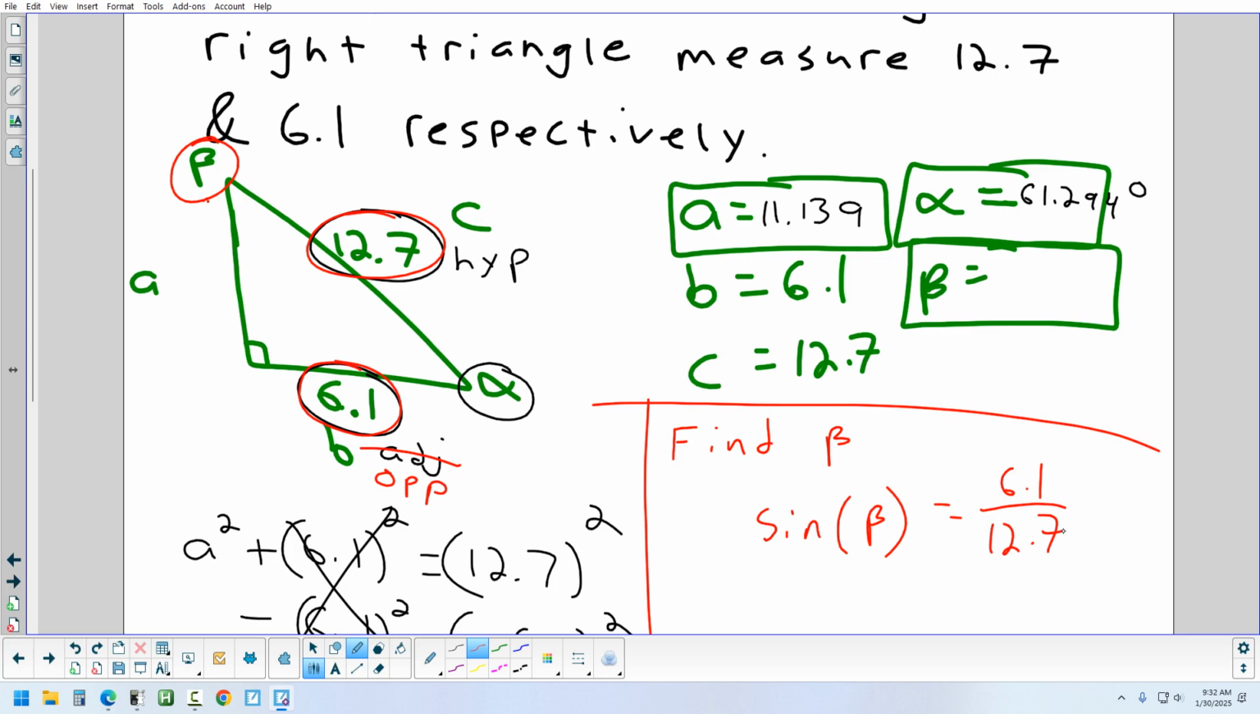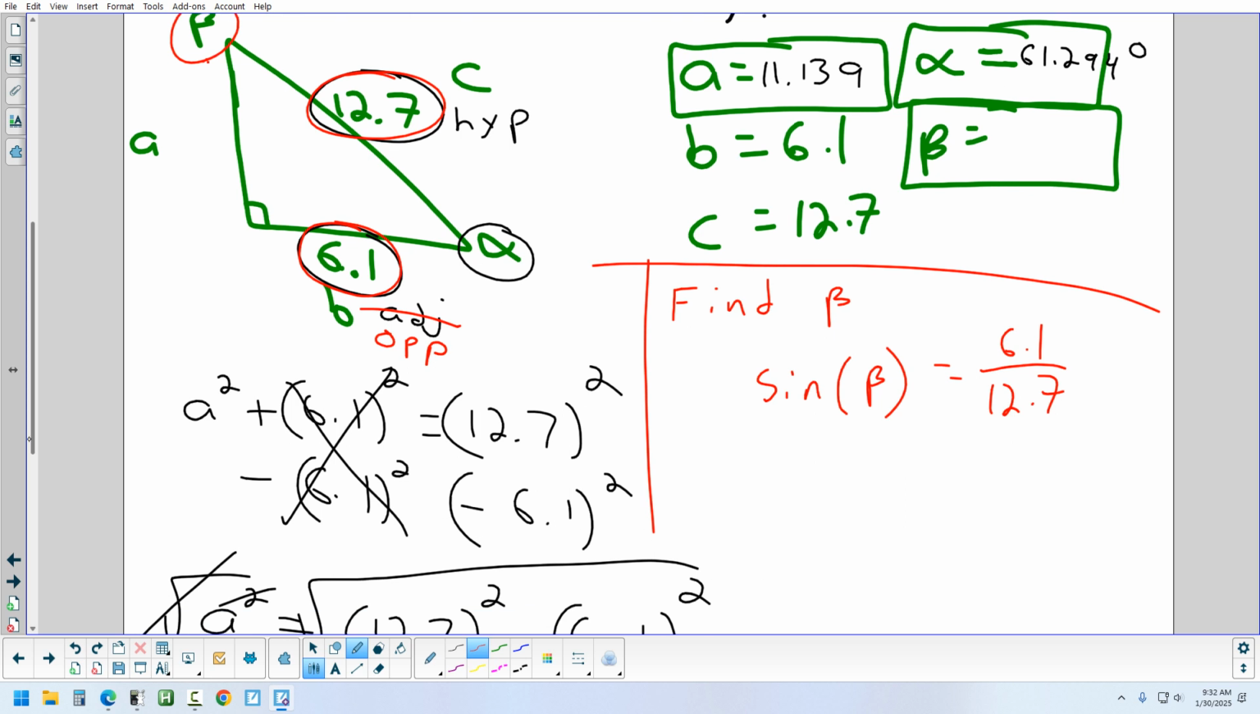Anytime you have a variable as the argument to a trig function, you're going to have to use inverse trig. It is the only way to get the variable by itself. Which inverse trig function do I need on this one? Yep. Inverse sine.